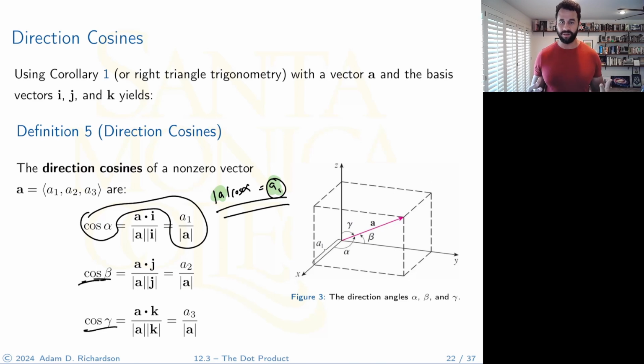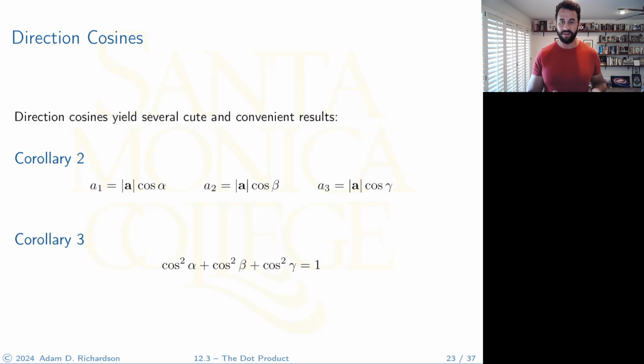One of the cool things about direction cosines is they give you a lot of cute and convenient results, just so many cute results. Here's one of the ones that I just pointed out. And again, this really just follows from right triangle trigonometry.